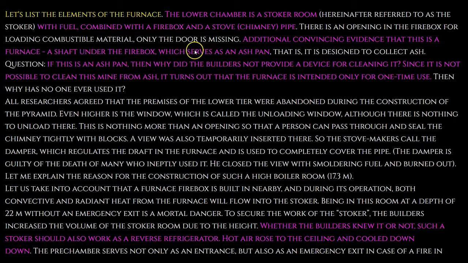So the first thing are the elements of the furnace and their comparison to the components of this lower tier system compared to the components of a furnace in a chimney system. So the lower chamber is a stoker room with fuel combined with a firebox, a stove, and a chimney pipe. Additional convincing evidence that this is the furnace, there is a shaft under the firebox which serves as an ash pan, and I'm going to point that out here in just a moment. There is indeed an unexcavated shaft below this chimney chamber.